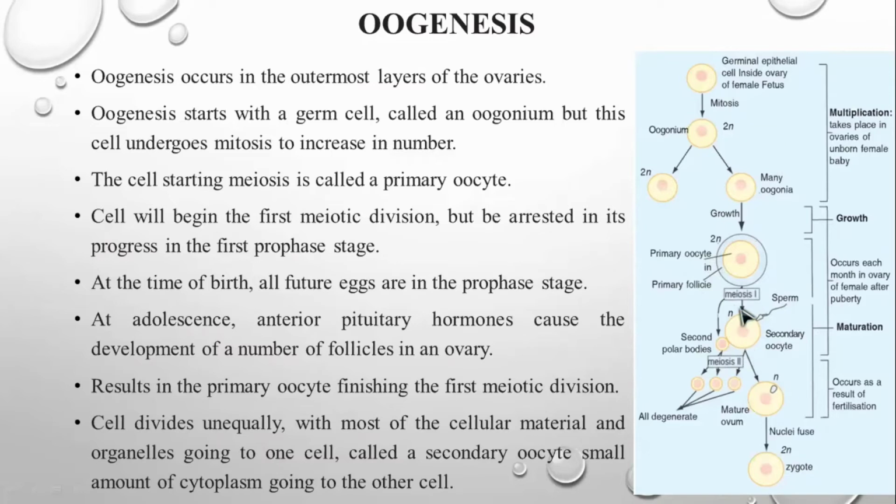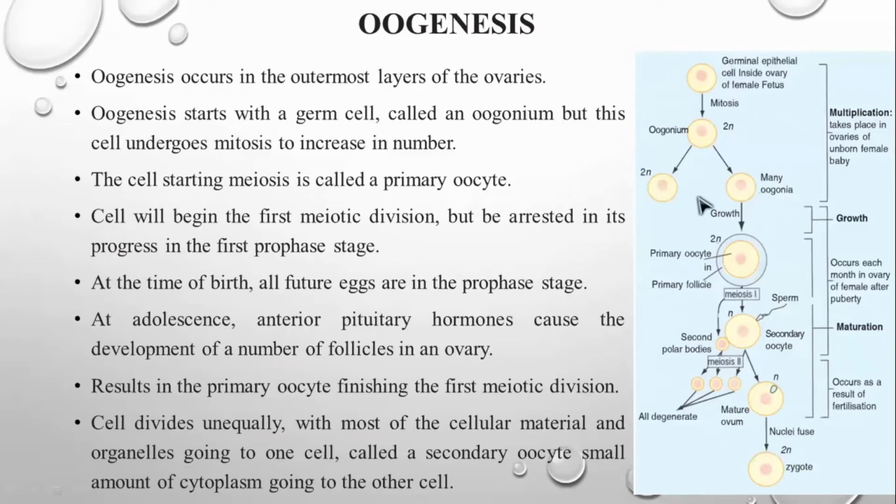meiosis 1. And next, this same haploid cell undergoes another process called meiosis 2, where we have the haploid ovum, and at that time we call it an egg, or the fertile ovum, and then it converts into a zygote. Okay, so this is the oogenesis process.